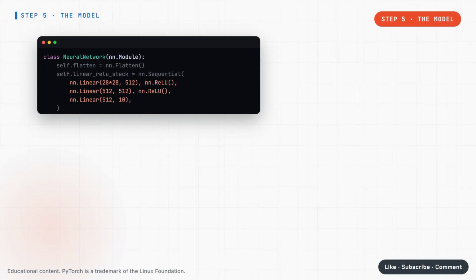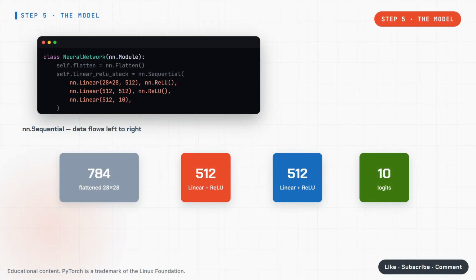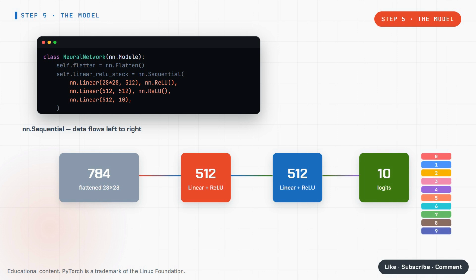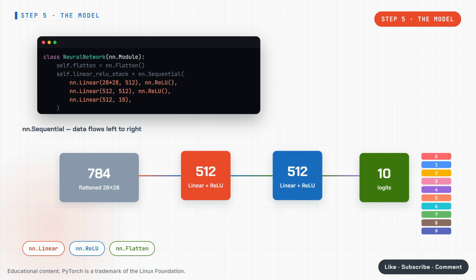Time to build the model. We define a class that inherits from nn.Module. The model flattens each image, then passes it through 3 linear layers: 784 inputs, then 512, then 512, then 10 outputs, 1 output per class. Between the layers, ReLU adds nonlinearity. Here's the model, printed layer by layer in your terminal.